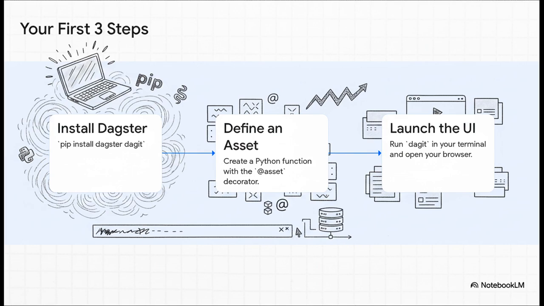You pop open your terminal and run one command, pip install dagster dagster-webserver, then you write a super simple Python function and stick that @asset decorator on top, and finally you just type dagster dev in your terminal. And that's it. You've got a full-blown data orchestration UI running on your laptop.